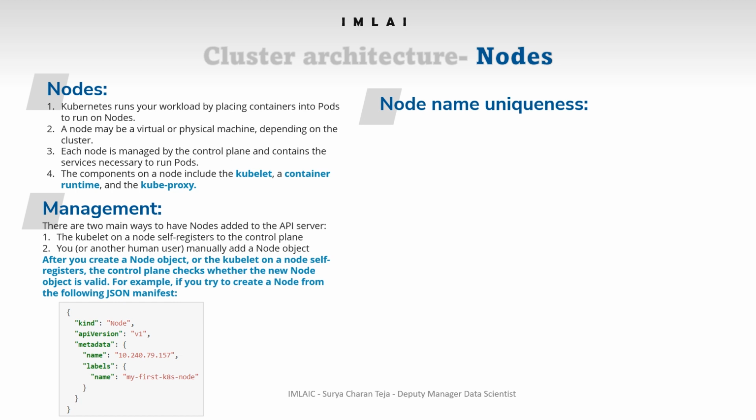So, node name uniqueness. The name identifies a node. Two nodes cannot have the same name at the same time, at any cost. Kubernetes also assumes that a resource with the same name is the same object.